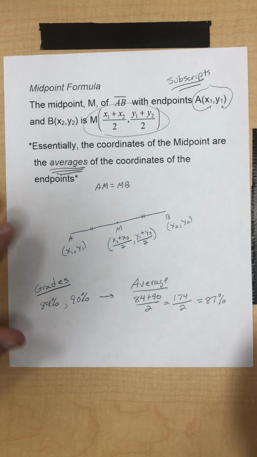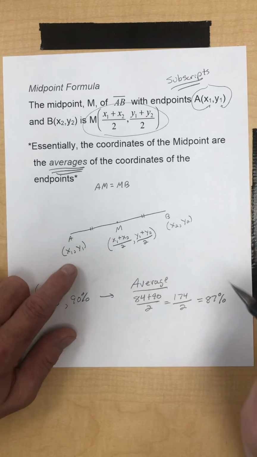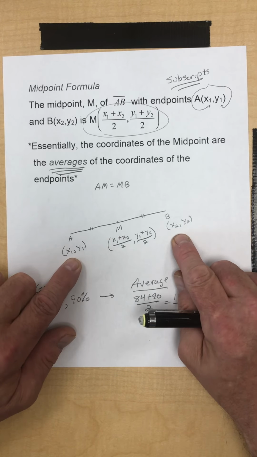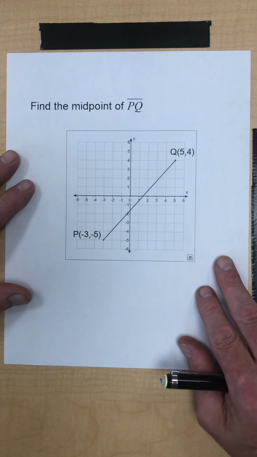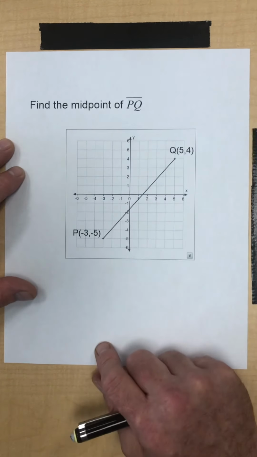That's all you do. Okay, so these coordinates of the midpoint are just the averages of the coordinates of the endpoints. That's all it is. Okay, so let's take a look at a couple of these. And it wants us to find the midpoint of segment PQ.